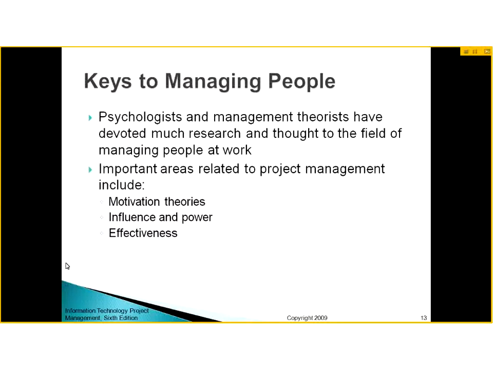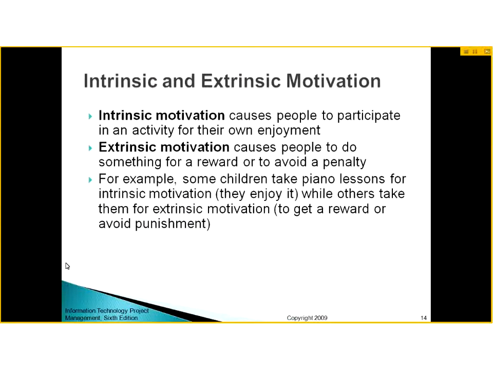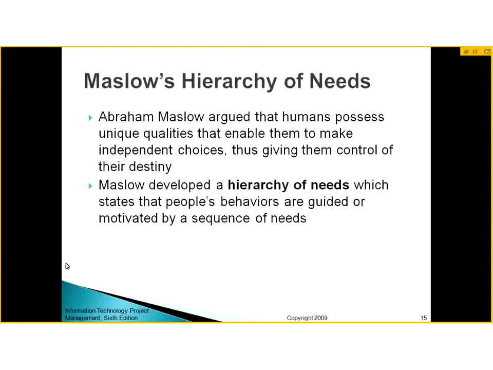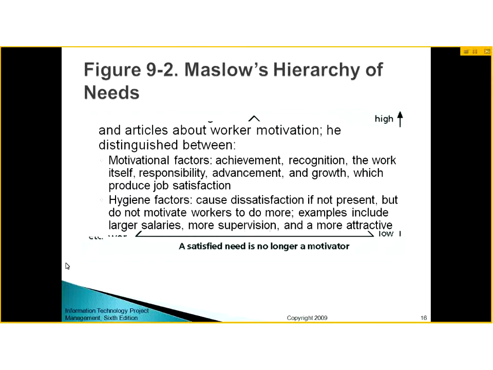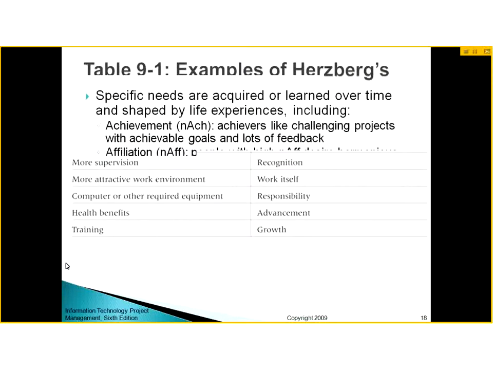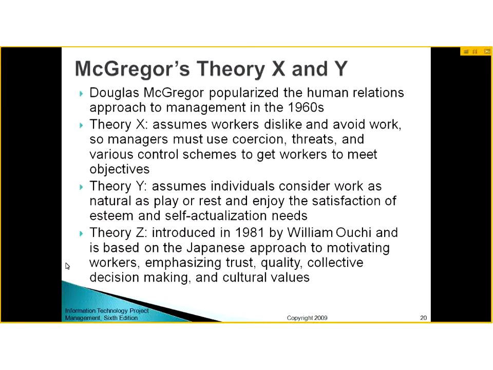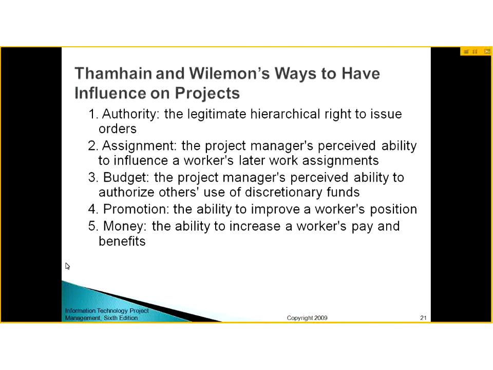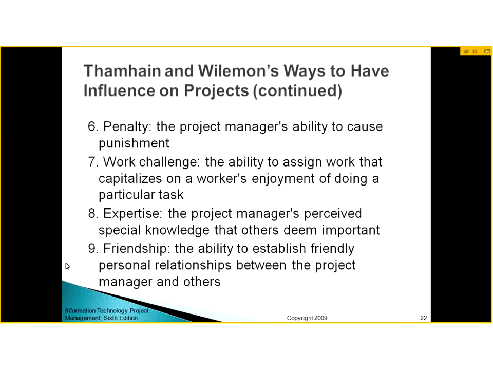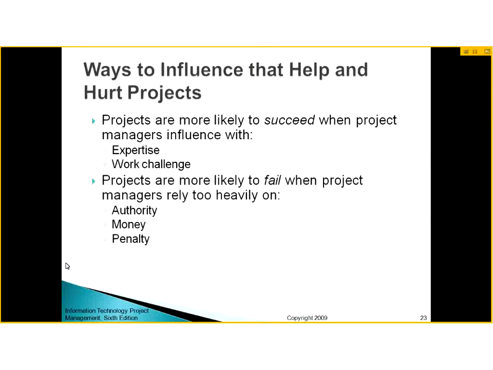We talked about some of the motivation theories, how to influence, the ways to help and hurt the project, and what are the effectiveness. The 2 types of motivation we discussed. Then we discussed Maslow's hierarchy of needs. And then we talked about the motivational and hygiene factors. Then we talked about acquired needs theory, about McGregor's theory X, Y, and Z. And then ways to have influence on the project by using authority, by assignment, by budget, promotion, by penalty, by work challenge, by expertise, by friendship.